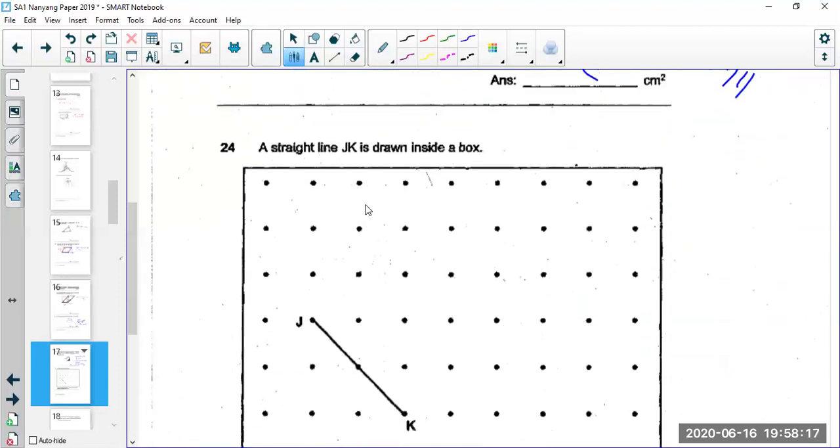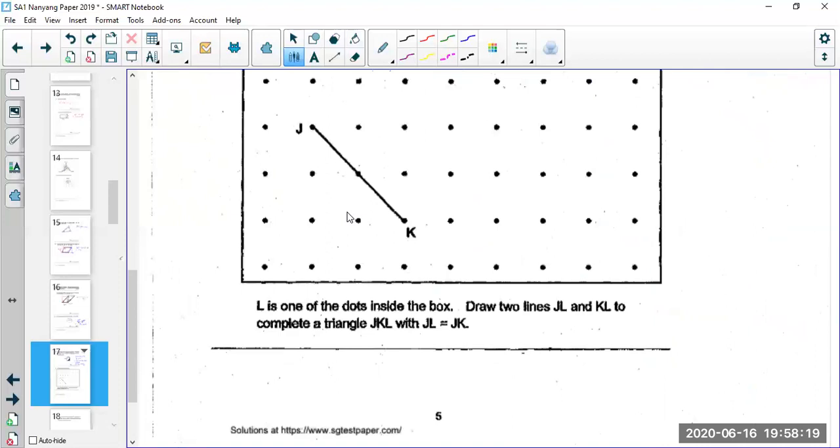A straight line JK is drawn inside the box, and L is one of the dots. So draw two lines, JL and KL, to complete a triangle, right? And JL must be equal to JK. So where is JL? Over here. So you have 1, 2, 3 dots there. Then how do you draw JK? This is JK. What you see is JK.